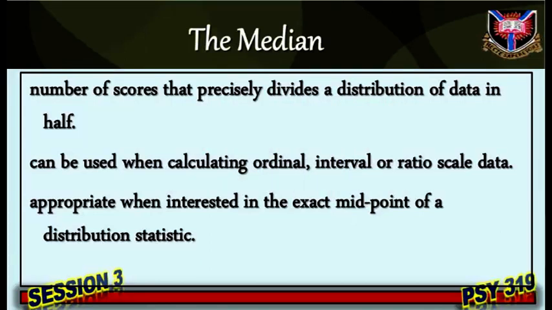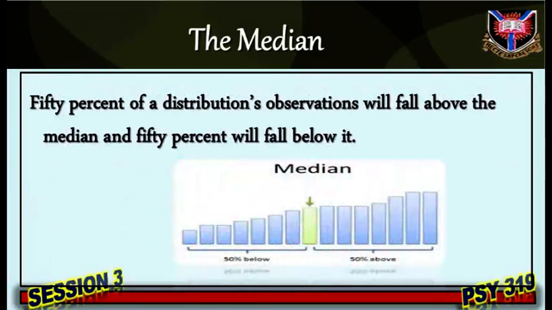The median. The median is the number of scores that precisely divides a distribution of data in half. The median can be used when calculating ordinal, interval, or ratio scale data. When you are interested in the exact midpoint of a distribution, the median is the appropriate statistic. 50% of a distribution's observations will fall above the median and 50% will fall below it.